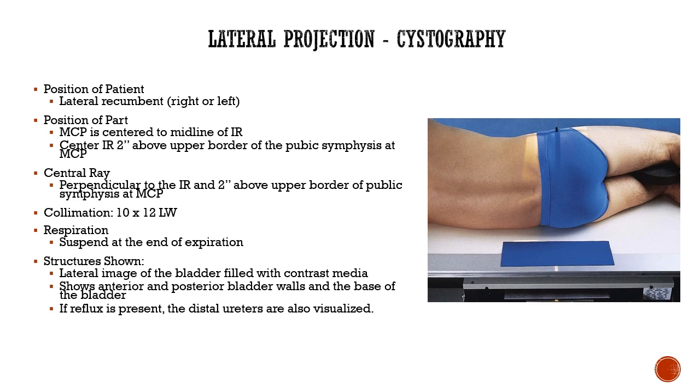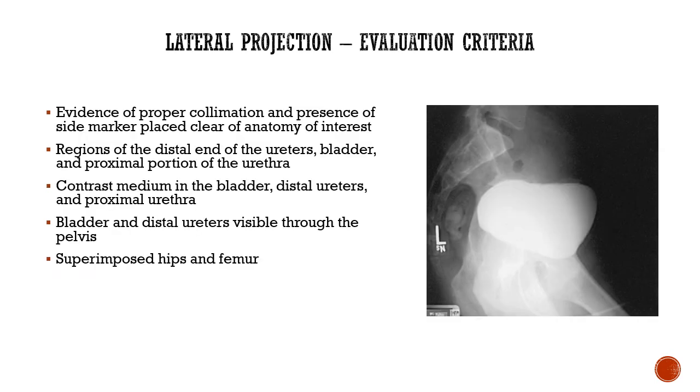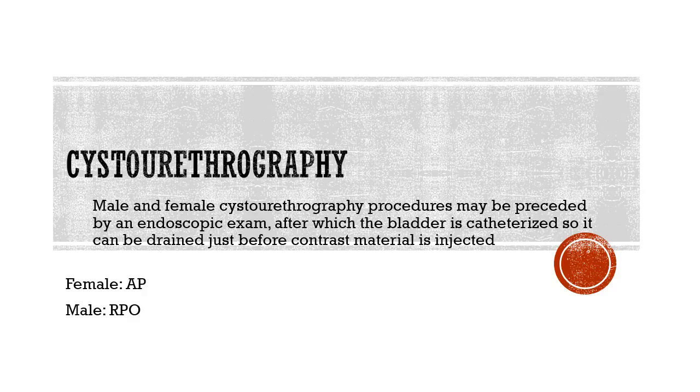Our images are going to show the lateral view, showing both the anterior and posterior bladder walls and the base of the bladder. If reflux is present, the distal ureters will also be visualized. And so looking at this, we're again seeing the bladder, just shown in the lateral projection this time, with the contrast medium visualized in it, and the distal ureters visible through the pelvis.